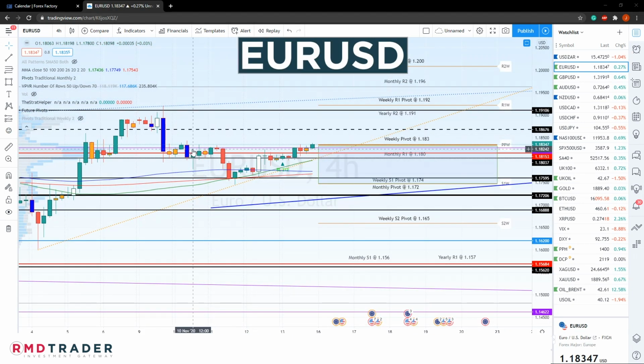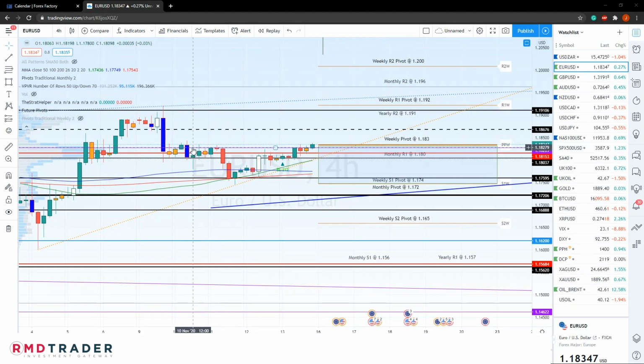Moving on now to the EURUSD. Last week saw price briefly tag the first long target, and that was the area at 1.191, where we also have our yearly R2 pivot. After that, price then pulled back and consolidated mostly around this 4-hour 200 SMA. We can see that that's the red line up there. So that we found some support, and currently price is right on our new weekly pivot at 1.183.